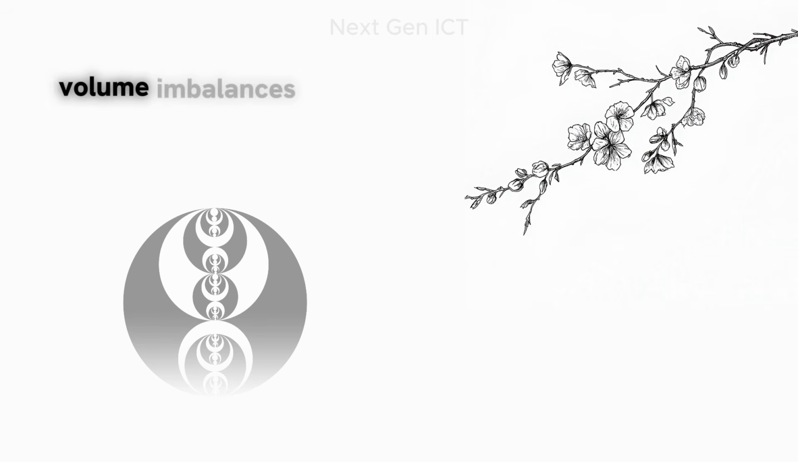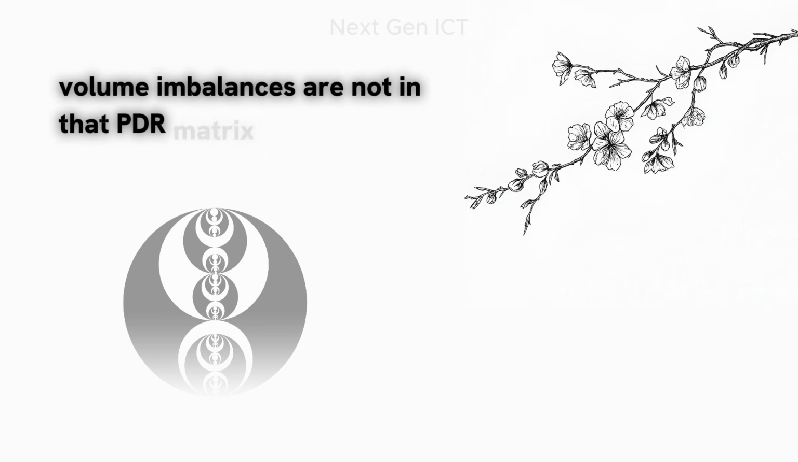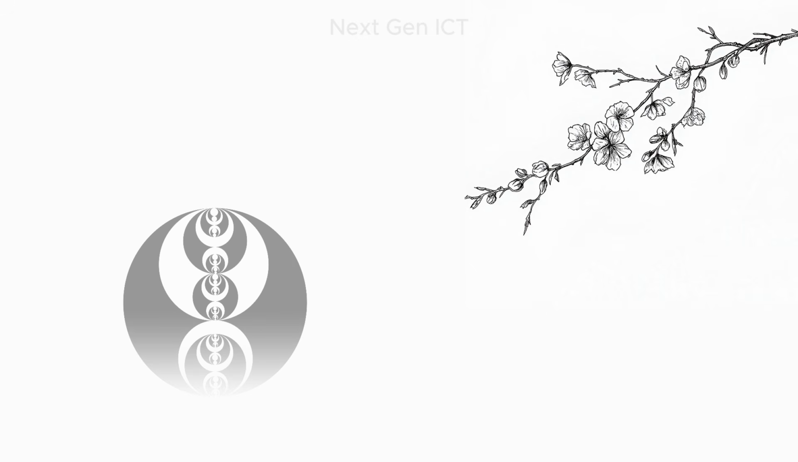Volume imbalances are not in that PD array matrix. Institutional order flow entry trails are not really in that either. And new week and new day gaps don't exist in that ranking either, because why? They're variable. There's no static reference point where they're going to form. It always looks like this.